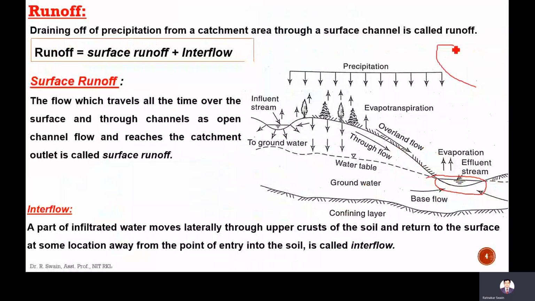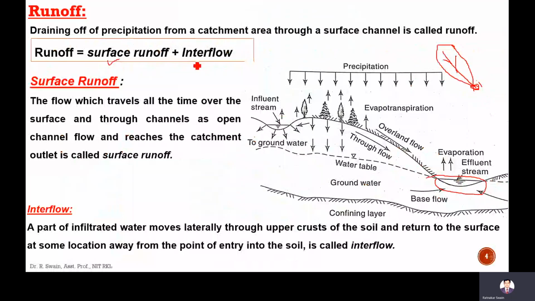Here this is the catchment, and this is the channel, means river or streams. This catchment water joins these small streams, then small streams to the mainstream, then mainstream water to the outlet. So the water which flows on the catchment area and joins this open channel, and at last joins the catchment outlet, is called runoff. So this runoff is the sum of the surface runoff and interflow.